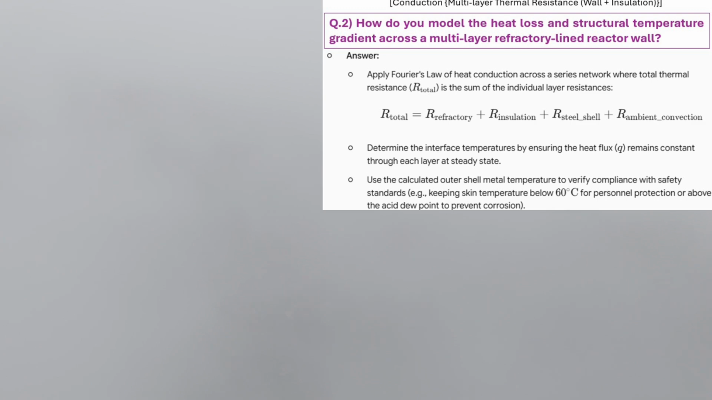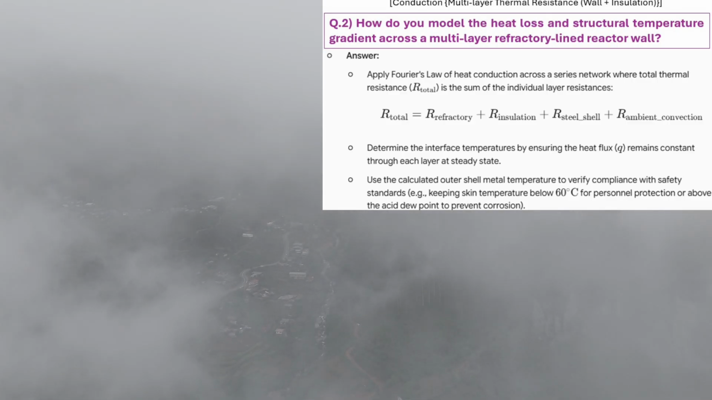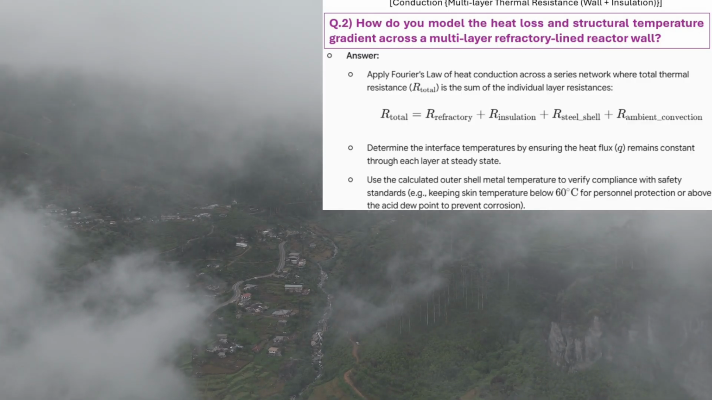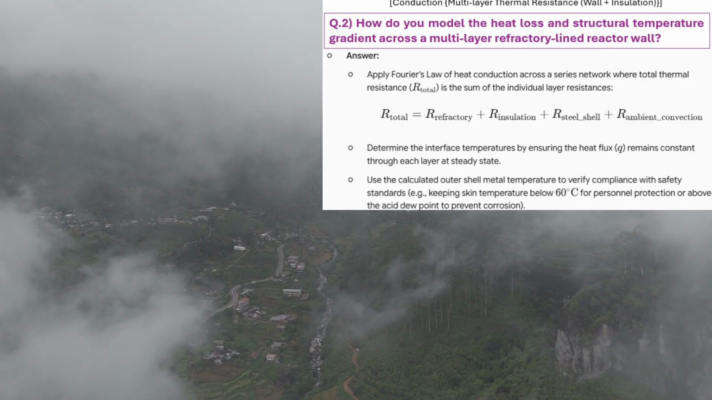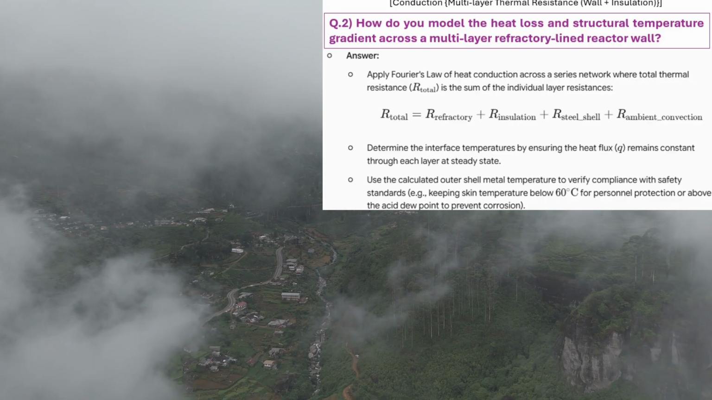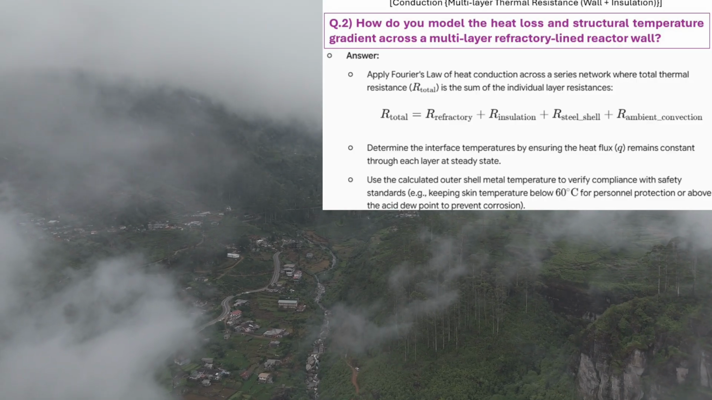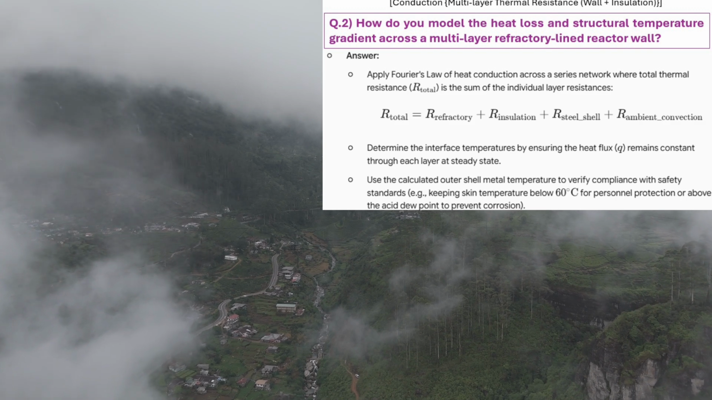Well, the gradient is modeled by applying Fourier's law of heat conduction across a multinodal series network. And I expect you to detail the boundary layer impacts here, which junior engineers always omit. Right, they treat it as a pure solid-state problem. But first, the total thermal resistance is the linear sum of the individual layer resistances. Which includes what, specifically? The conductive resistance of the internal dense refractory layer, the secondary insulating refractory, the low alloy steel pressure shell, and finally the external ambient convection.